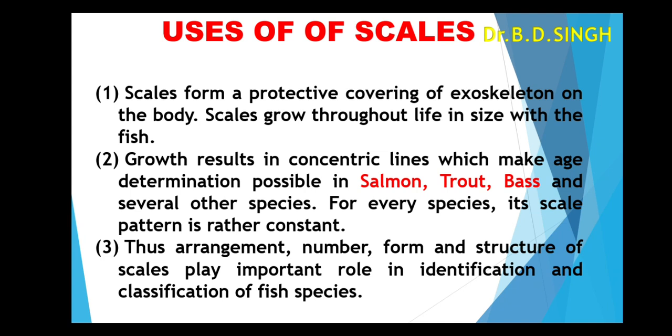Scales grow throughout life along with the fishes. Point number 3, growth results in concentric lines which mark the age and help determine the age in salmon, trout, bass and several other species. For every species its scale pattern is rather constant. Point number 4, thus the arrangement, number, form and structure of scales play an important role in the identification and classification of fish species.